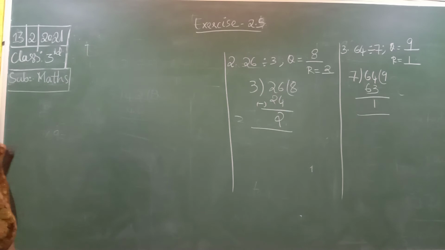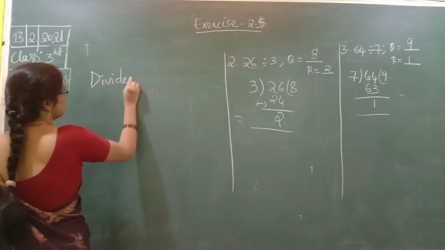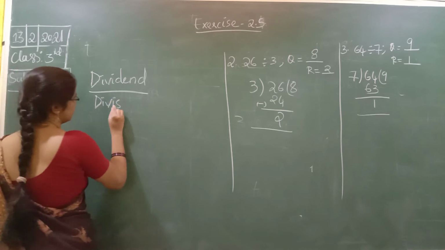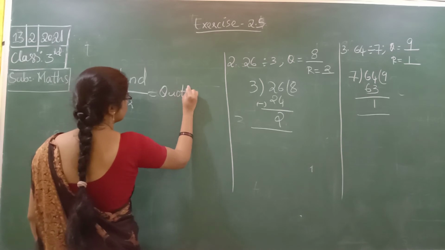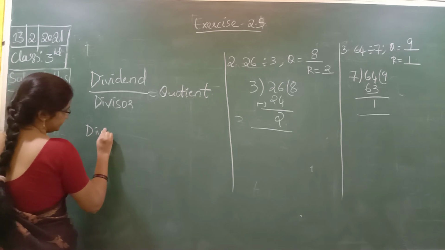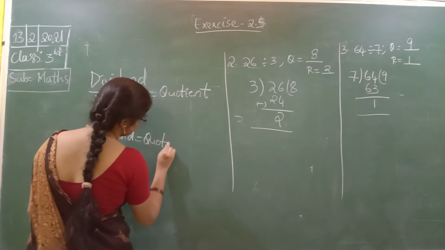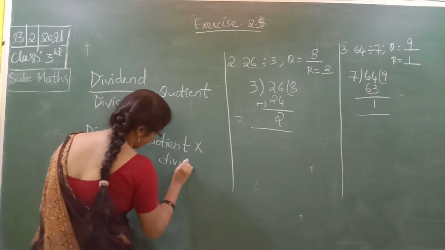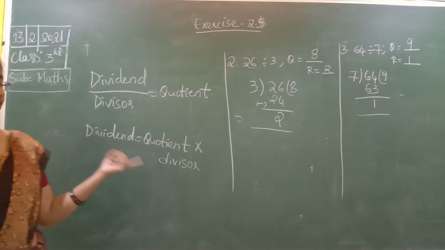You already know it: dividend divided by divisor equals quotient. Another one you also know: dividend equals quotient into divisor. This we have discussed in the previous class. Dividend is equal to quotient into divisor.